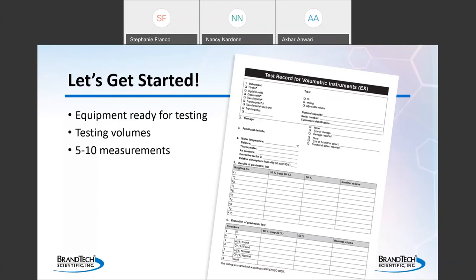Additionally, it's recommended to take a minimum of 5 measurements at each volume tested, but 10 measurements is preferred. This provides the best statistical analysis of the data. Statistical analysis isn't even possible with fewer than 3 data points. And the more data points you have, the more reliable your data will be.